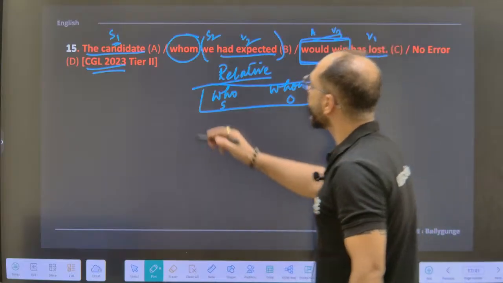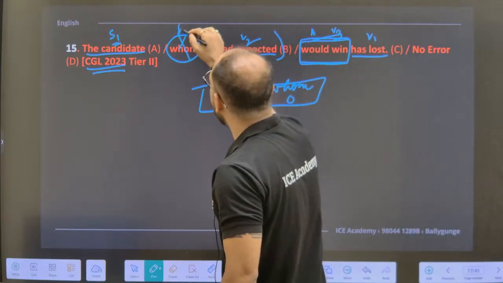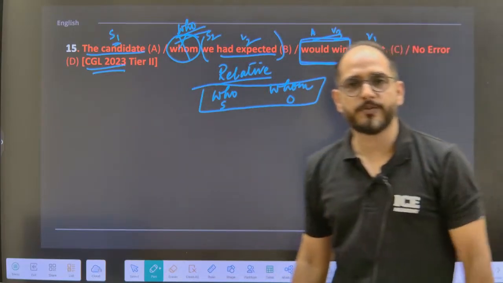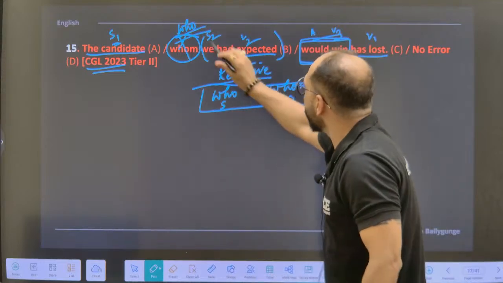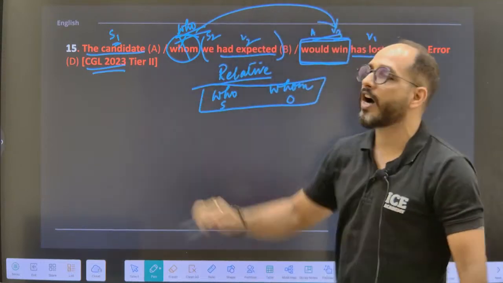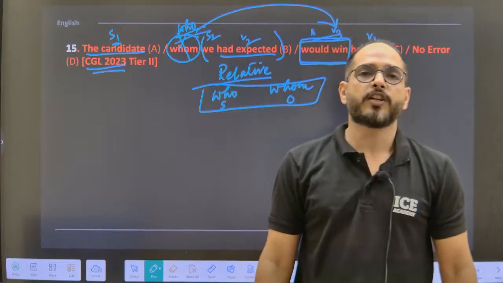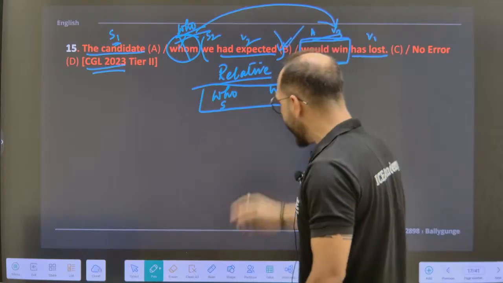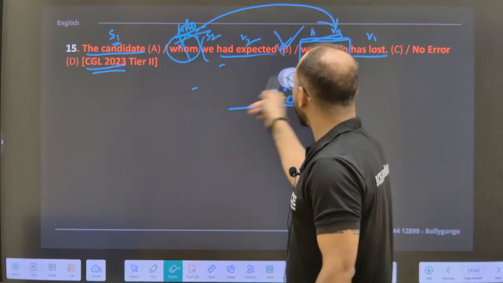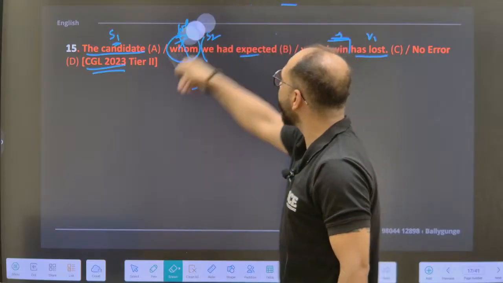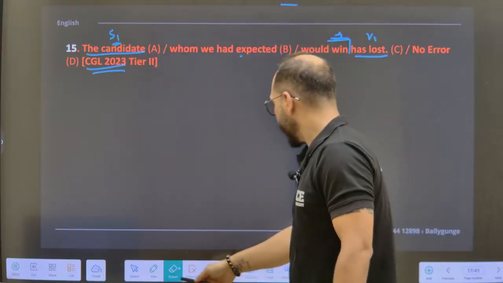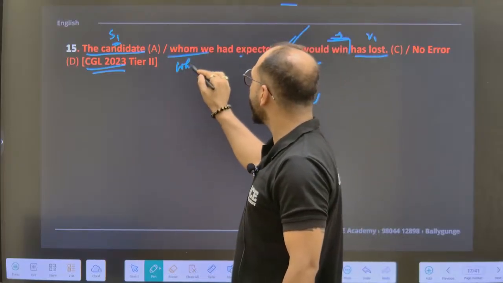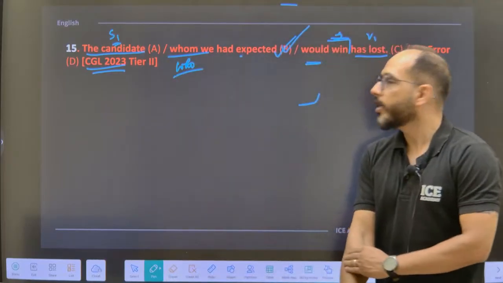That's why the sentence is wrong. You need to replace whom with who, because we know who is the subject. If who is the subject, now it can be used for that verb. So the bottom line is the sentence is wrong in the B part. Let me erase these a bit, otherwise it won't be clear. The B part of the sentence contains an error here. Whom should be replaced by who. Very nice question, isn't it?